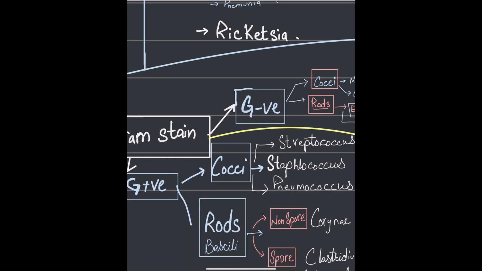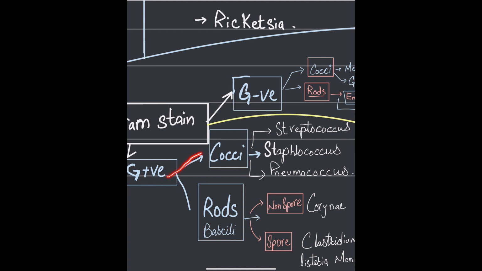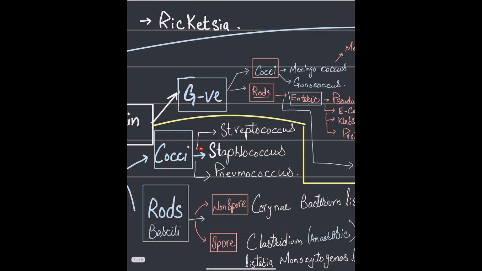So let's go with the gram positive. Gram positive is further divided into cocci and rods, which we also call bacilli. For cocci, it's like pathology: you have to understand which kinds of bacteria are included in cocci. They are streptococci, staphylococcus, and pneumococcus. These are part of the cocci family.